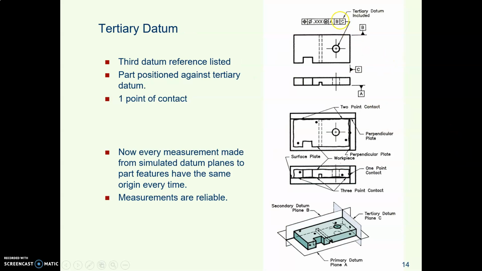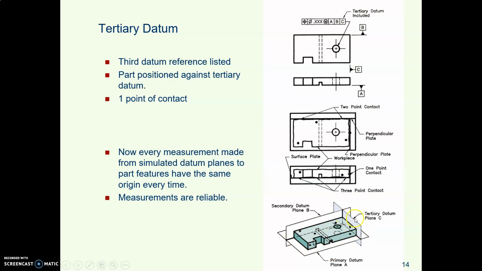The tertiary datum, tertiary means third, it's the third datum reference in the box. In this part, it happens to be a C, and here is surface C that is the tertiary datum for this part. The tertiary datum feature makes only one point of contact. So we have primary is 3 points of contact, secondary 2 points of contact, tertiary 1 point of contact.